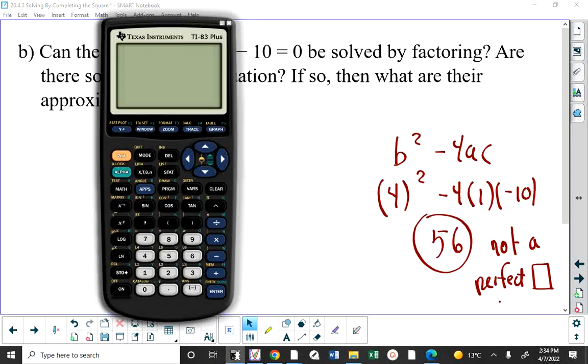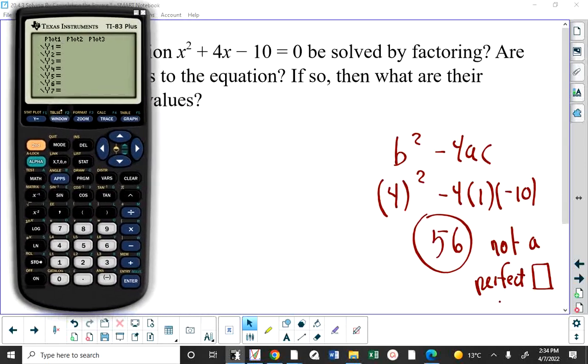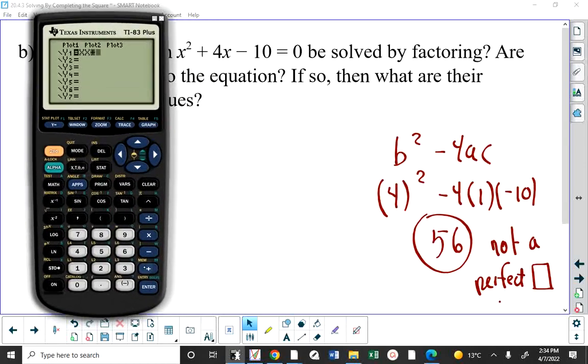Well, we solve this graphically. So we're going to graph y equals x squared plus 4x minus 10. We're going to choose zoom standard and use the 0 function of our calculator to find the x-intercepts. I'm going to adjust my window settings slightly. You don't have to do this. I just wanted a better picture of the entire parabola, or the general shape of it.